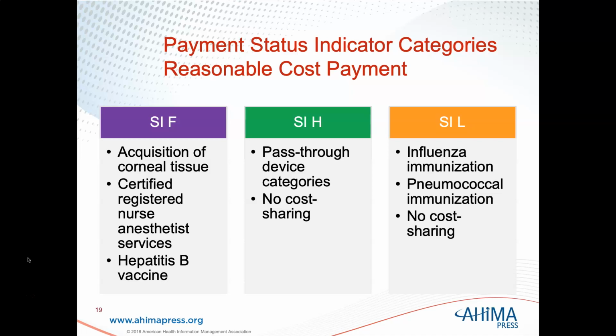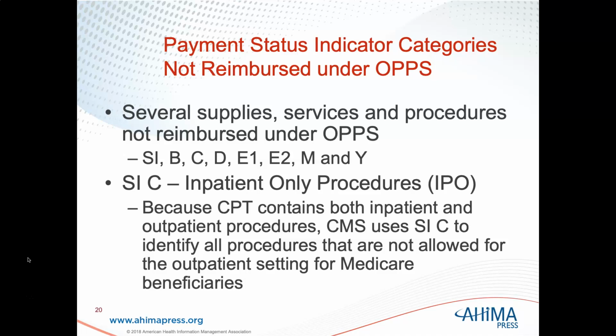And they give us the examples of acquisition of corneal tissue, certified registered nurse anesthetist services, Hep B vaccine, pass-through devices, influenza immunizations, pneumococcal immunizations, those types of things. And note that they have here no cost sharing, so the patient's not paying for parts of those.